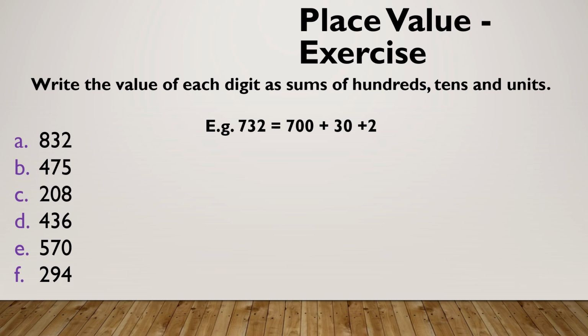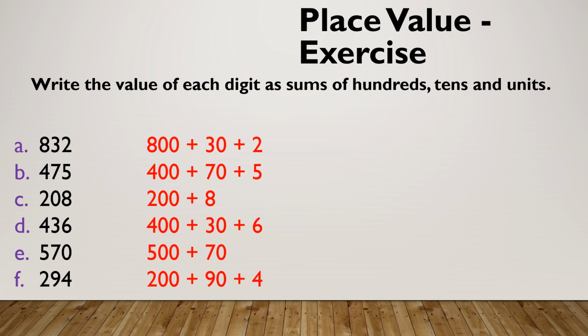Okay, let's look at those answers. So 832, 830 and 2. I just want to highlight C, 208. Don't forget, I've got no tens. I don't need to signify that as a value because there isn't a value. And if I was using this, as I say, in grid multiplication, I wouldn't need a tens column in my grid because there isn't one. The same with 570. I've got no units at all, so I don't need to note that.